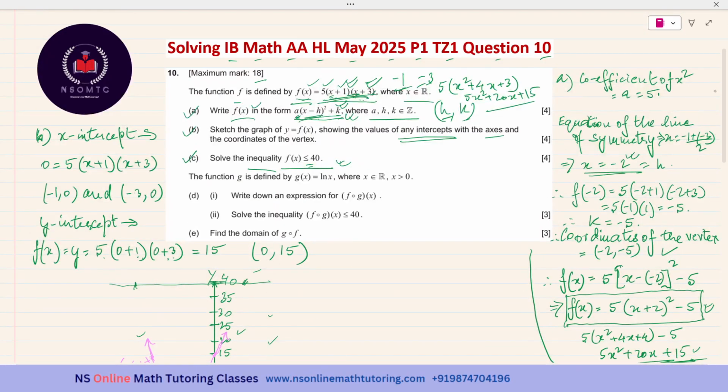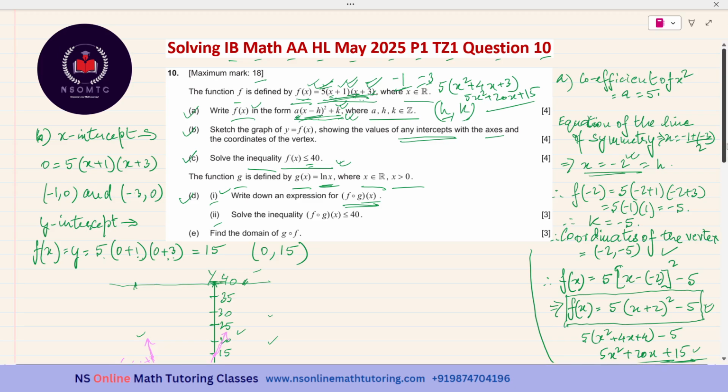Now, the function g is defined by g of x equal to ln of x, where x is a real number and x is greater than 0. Subpart D is having two further subparts. Subpart i is saying write down an expression for f of g of x. Okay, and g of x is equal to ln of x, and f of x is 5 times x plus 1 times x plus 3. We have to give the composite function expression.